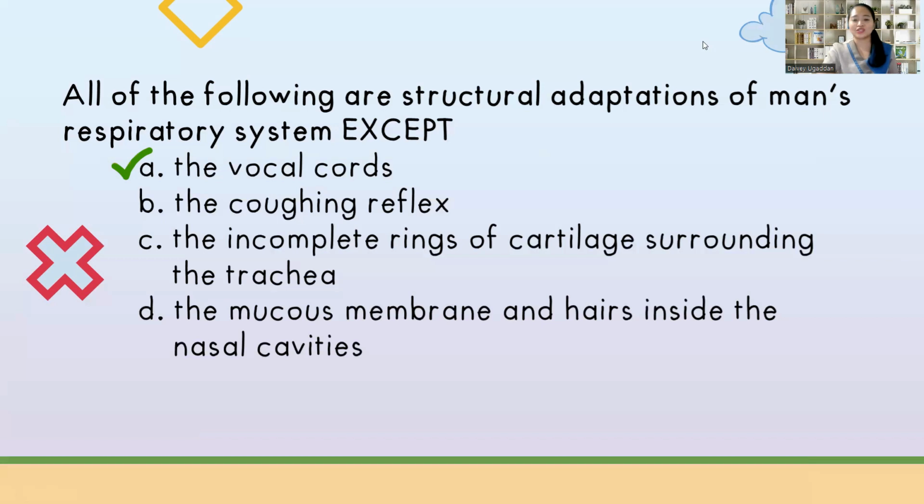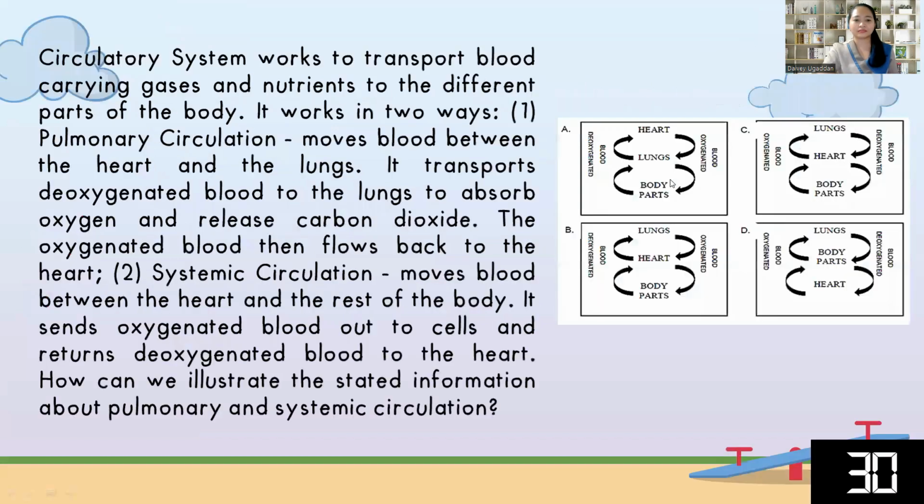Okay, let's go to question number 2. Circulatory system works to transport blood, carrying gases and nutrients to the different parts of the body. It works in 2 ways. 1, pulmonary circulation. It moves blood between the heart and the lungs. It transports the deoxygenated blood to the lungs to absorb oxygen and release carbon dioxide. The oxygenated blood then flows back to the heart via the systemic circulation, which moves blood between the heart and the rest of the body. It sends oxygenated blood out to the cells and returns deoxygenated blood to the heart.